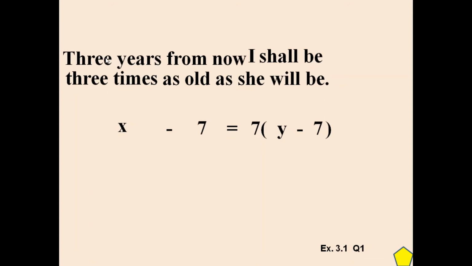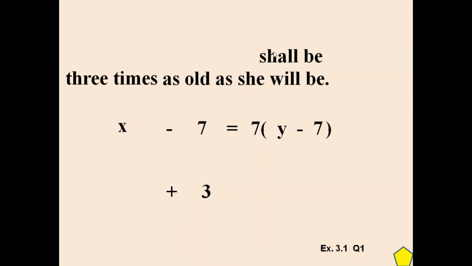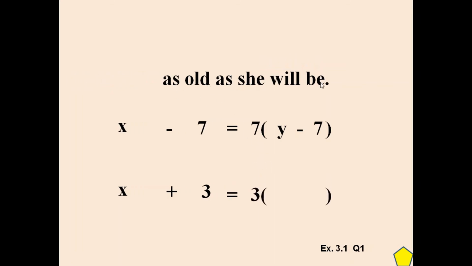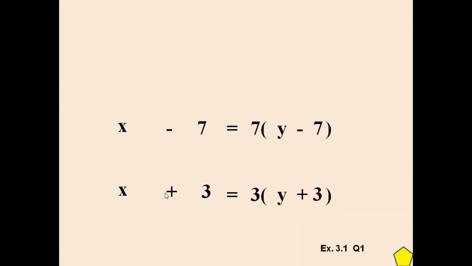After that it says 3 years from now, which means plus 3. We've assumed X, shall be, any form of BE is translated as equal to, 3 times, means 3 bracket, as old as she will be. So she is Y presently. After 3 years, she will be Y plus 3. Again, open the bracket, bring everything to one side, put the like terms together. You have the second equation. Solve them, and the values of X and Y will be the respective ages of me and my daughter.